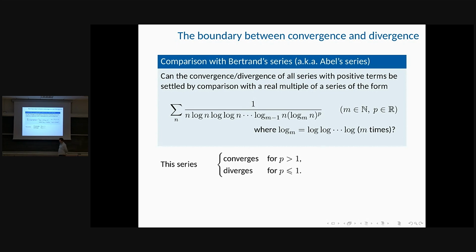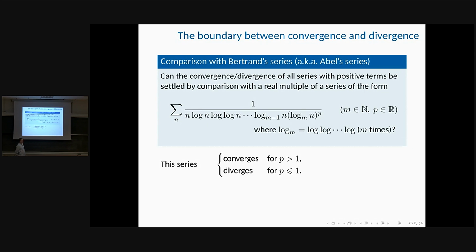And a big business in the 19th century, when calculus was first formalized, was trying to find convergence criteria for series or also integrals. And a natural way to do so is to take a series like the P series, whose convergence or divergence behavior you already know. And if you have a given series, compare it with one of these series that you already understand.